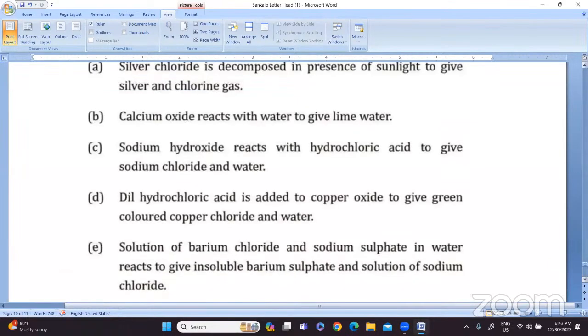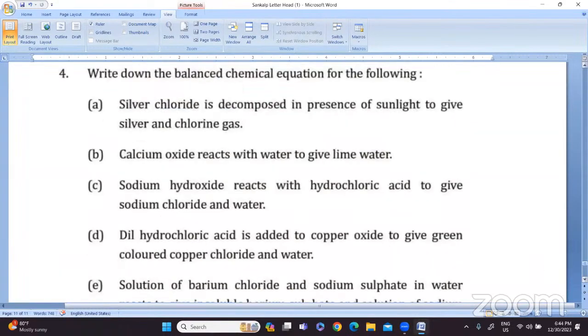So this is in sentences. Okay, they have given in the form of sentences, so you have to write the chemical equation. So the last question of this particular chapter, you have to write down the balanced chemical equation for the following. So there are 5 sentences given. So for each reaction, you'll get 1 mark. So 5 reactions, 5 marks. Understood? Yes?